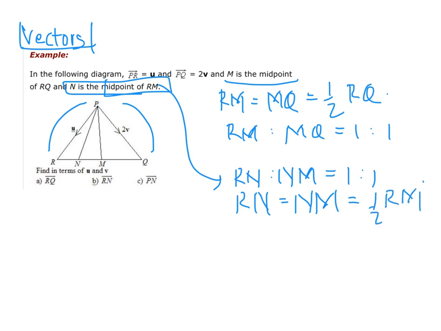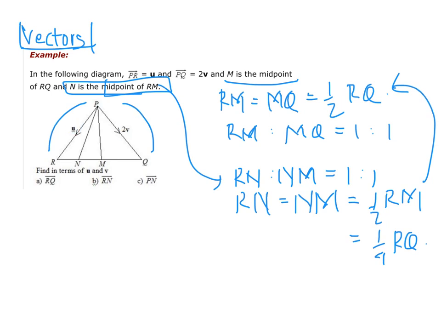And you see that RM is connected to this, so that means RN is even a quarter of RQ. That's how you analyze it first. Then only we see: find in terms of U and V, what is RQ? So what is RQ? You see this is given, U, and given 2V.